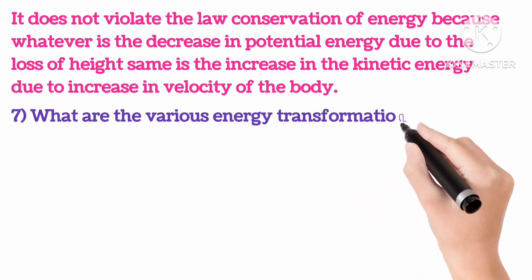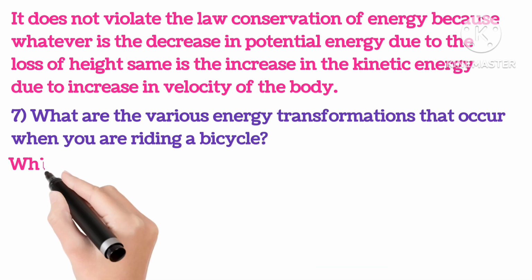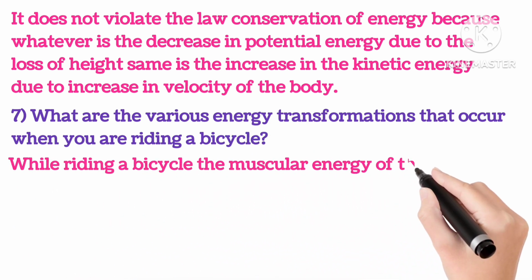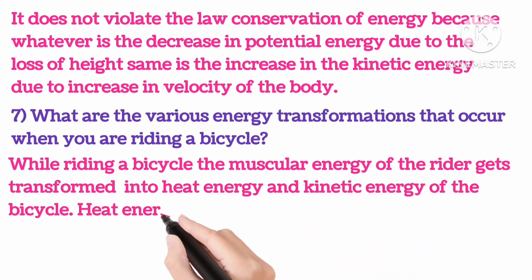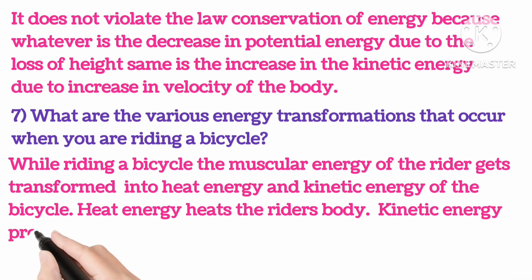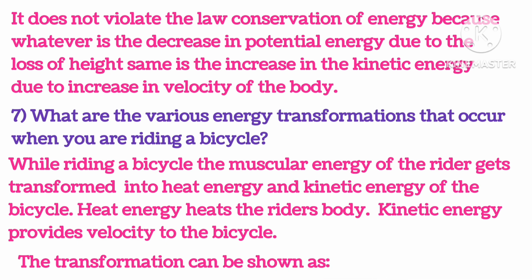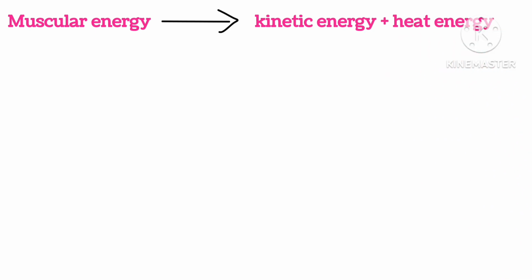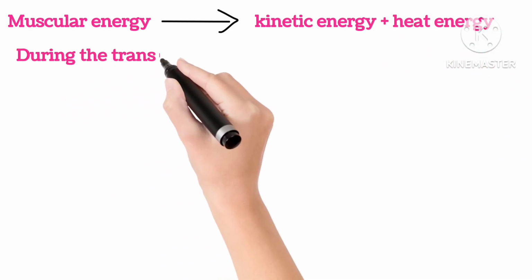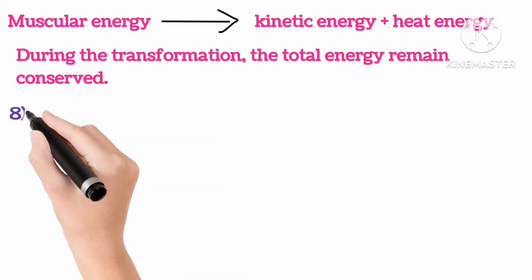7th, what are the various energy transformations that occur when you are riding a bicycle? While riding a bicycle, the muscular energy of the rider gets transformed into heat energy and kinetic energy of the bicycle. Heat energy heats the rider's body and kinetic energy provides velocity to the bicycle. The transformation can be shown as muscular energy changing into kinetic plus heat energy. During the transformation, the total energy remains conserved.